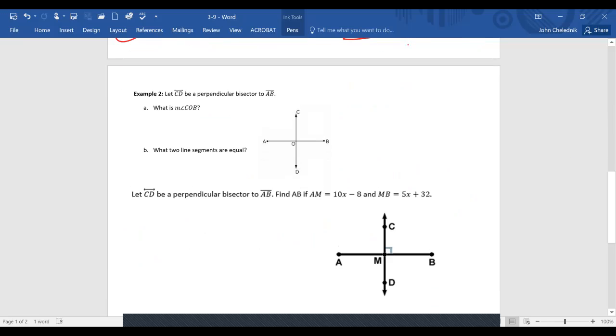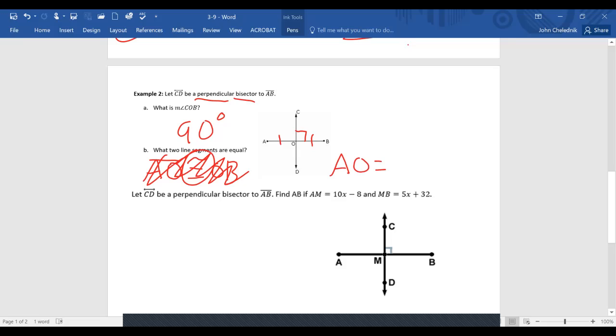It says let CD be a perpendicular bisector. That means those are the same length, those tick marks there, to segment AB. It says what is the measure of angle COB? Since it's perpendicular, it's 90 degrees. What two line segments are equal? Since it's a bisector, AO is congruent to or equal to OB. I guess technically at this point I haven't taught you this symbol, so let's write it this way. The length of AO equals OB. Let's write it that way.